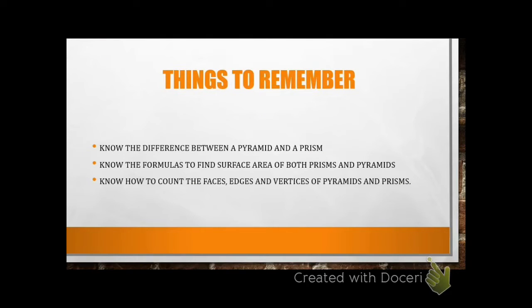All right, a couple things I want you to remember as we get ready for this review is, number one, you need to know the difference between a pyramid and a prism. Remember that a pyramid will come to a central point at the top, and a prism has the same base on the top and the bottom, and it will either be triangular or rectangular. And all of our pyramids will either be triangular or square.